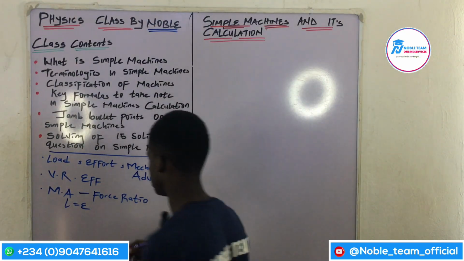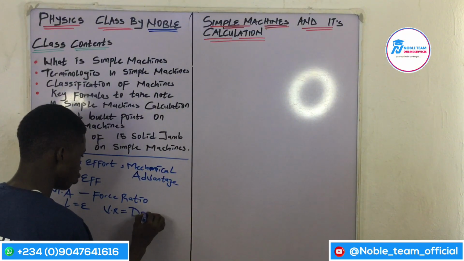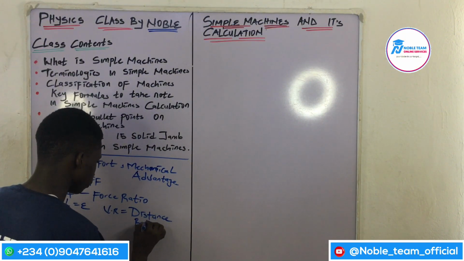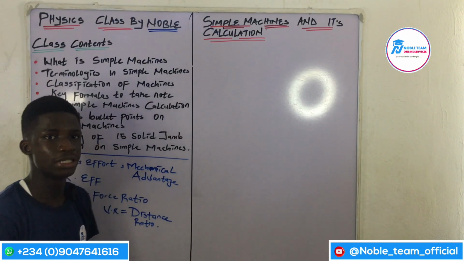So, you take note of it. Let me write it down. It can also be called distance ratio or speed ratio. So now, what is the definition of this velocity ratio?